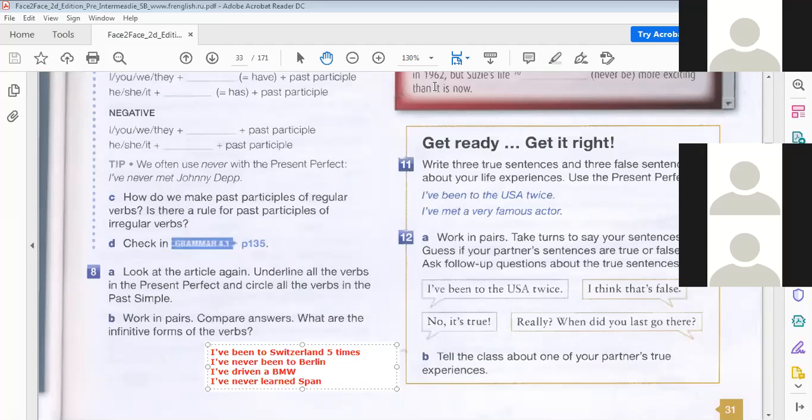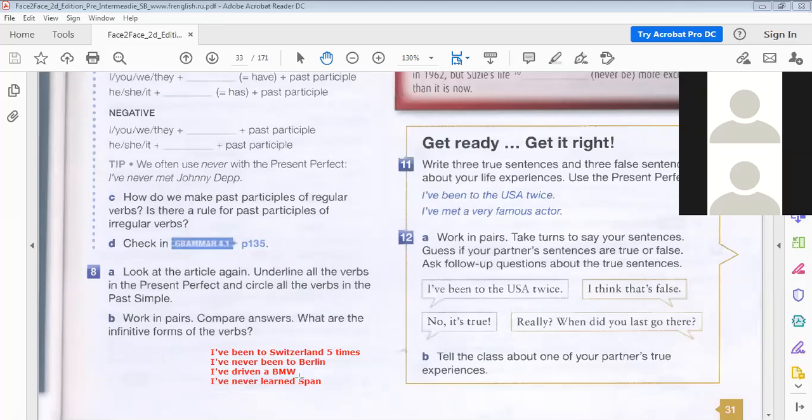Okay, what else? Sorry, this is not true. I mean, there's a mistake. Okay, so these are 4 sentences about life experiences. Which ones do you think are true and which ones are false? Who can guess?